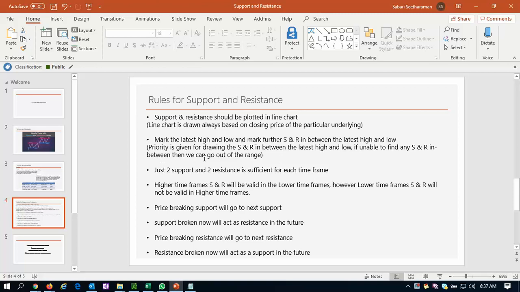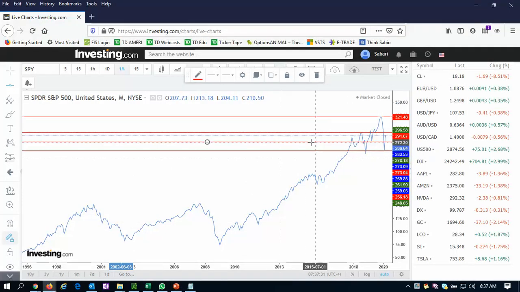Priority is given to drawing support and resistance in between the latest high and low. If unable to find any support and resistance in between, then we can go outside of this range.